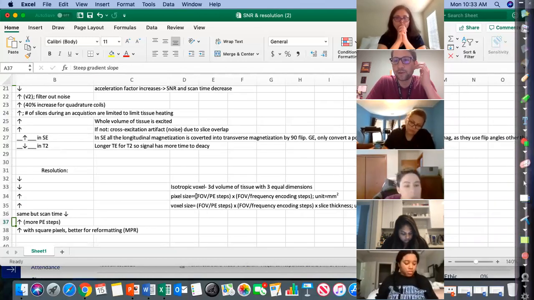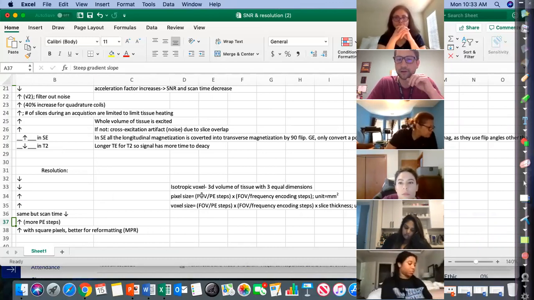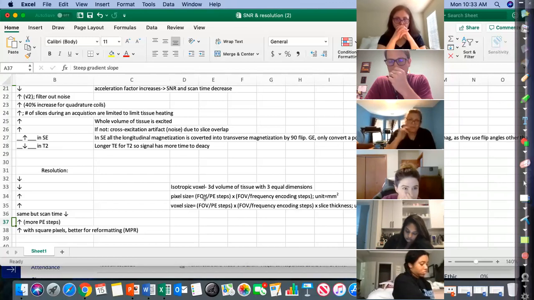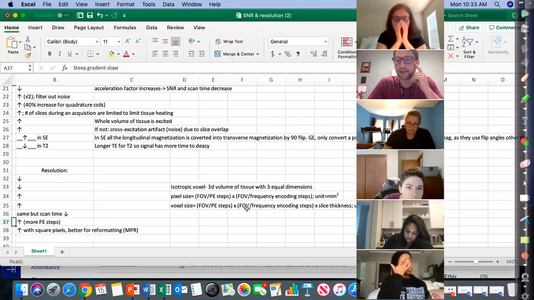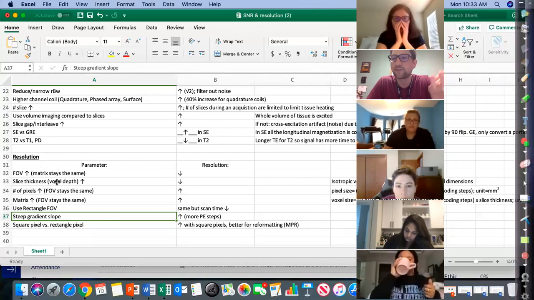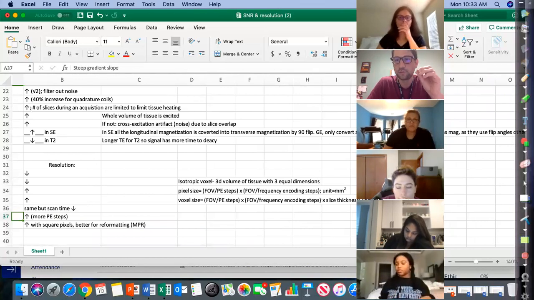Over here, I put the formulas for pixel size and voxel size. Pixel size is the field of view divided by the phase encoding steps times the field of view divided by the frequency encoding steps, and your unit should be millimeters squared. Make sure if they provide you with a field of view in centimeters to convert it to millimeters first. To calculate the voxel size, it's the pixel size times the slice thickness, because over here we said slice thickness is the voxel depth. So now we have 3 dimensions, so our unit should be millimeters cubed.